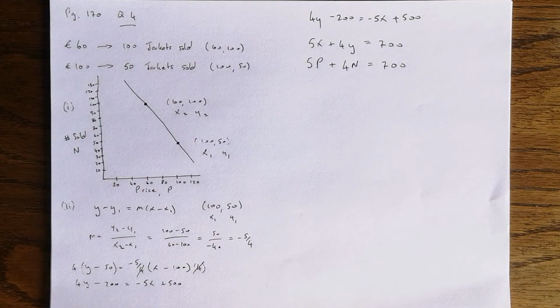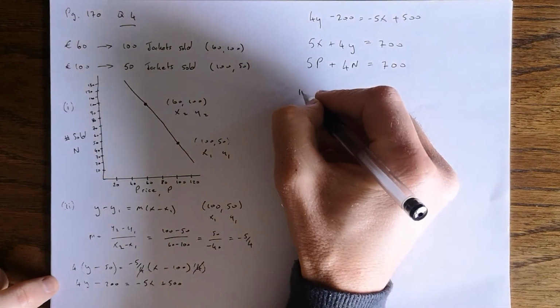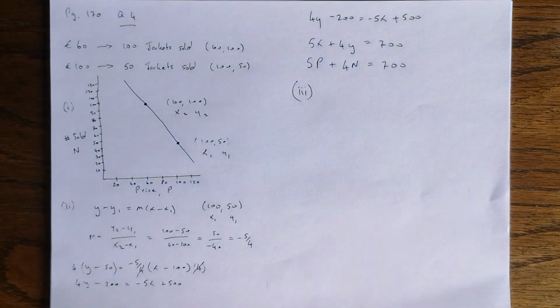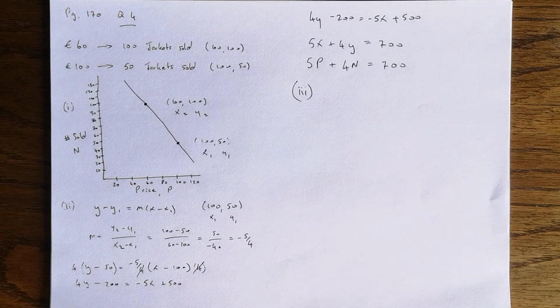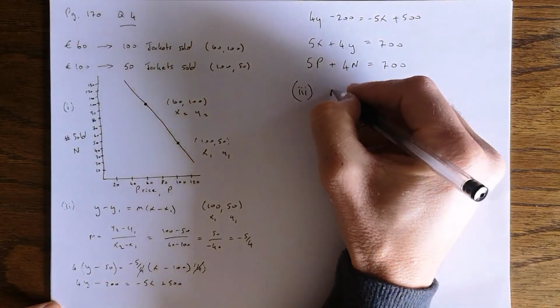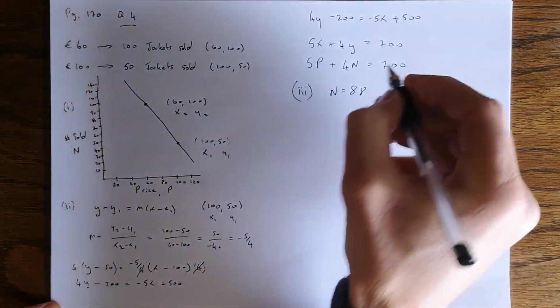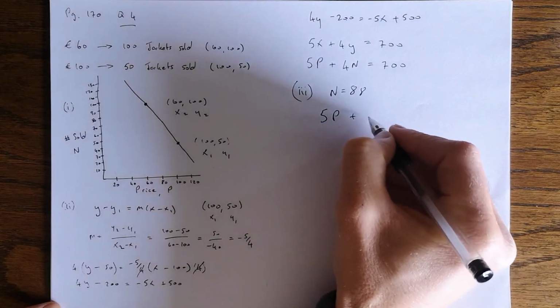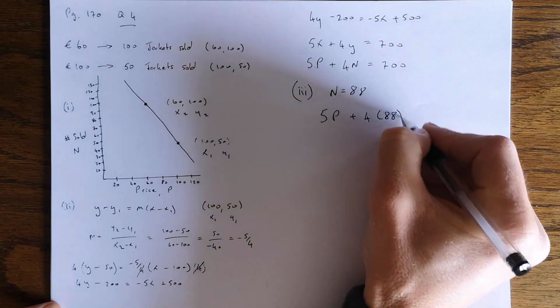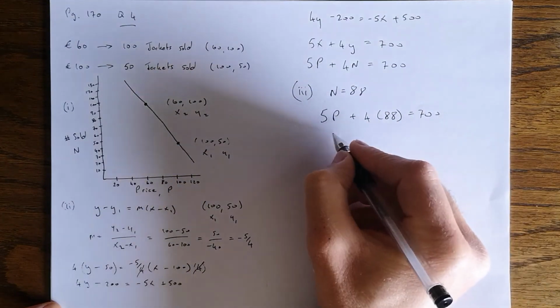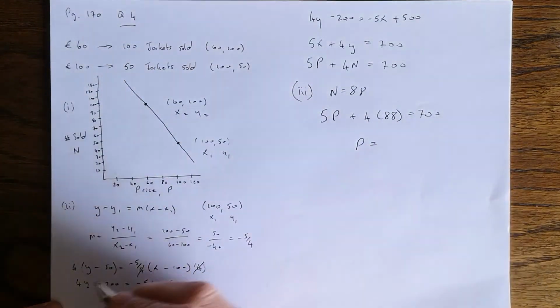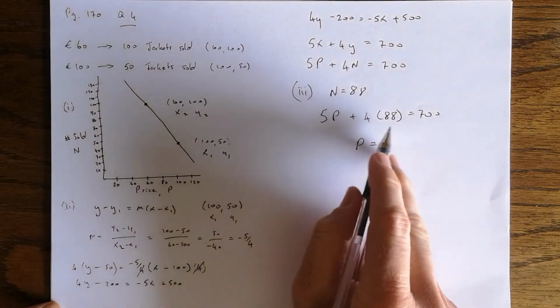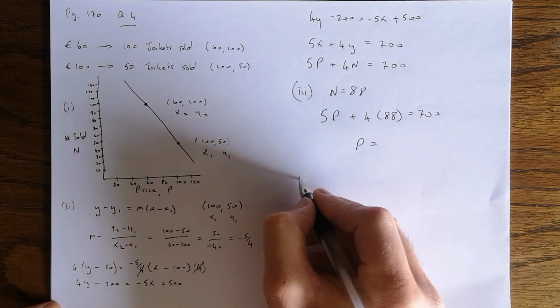Now, for the next parts of the question, part 3 says find the price at which 88 jackets a day could be sold. We're told that 88 jackets a day could be sold, so that means N is equal to 88. I just fill N is equal to 88 into this, so it'll be 5P plus 4 times 88 is equal to 700, and rearrange this to find out what P is equal to. I'll let you do that yourself. Just multiply that out and rearrange to find what P is equal to.